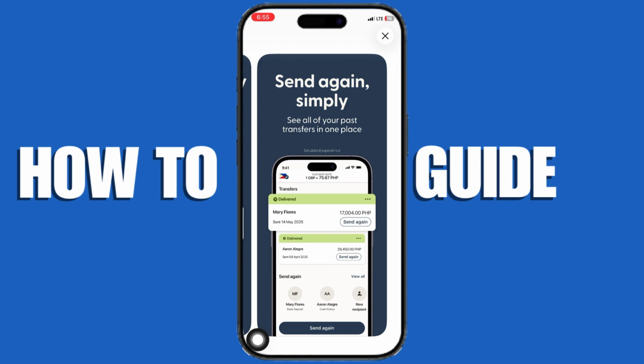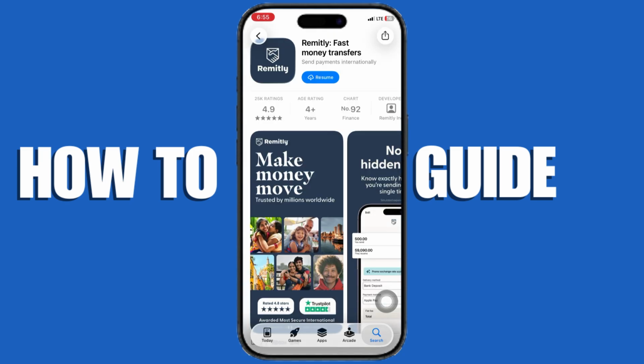so you can monitor the status in real time until it is delivered. And finally, your receiver will be notified when the money is ready to pick up or already deposited.